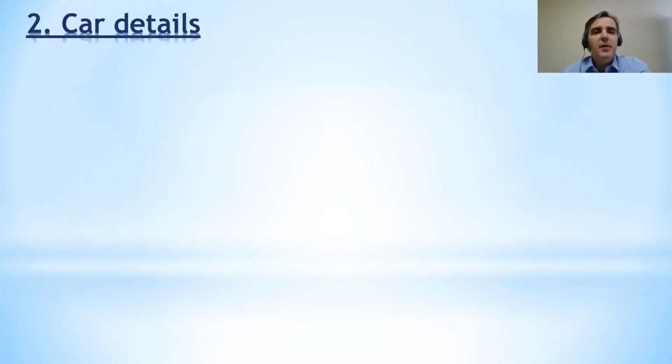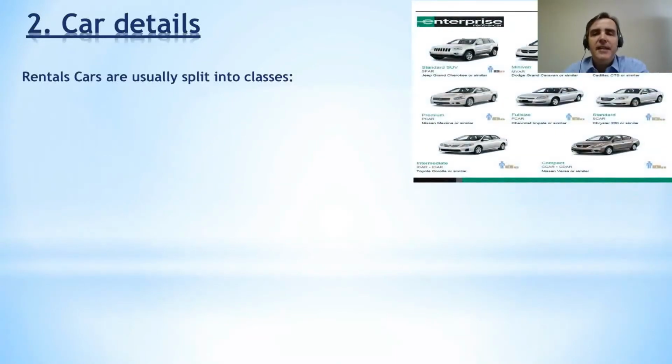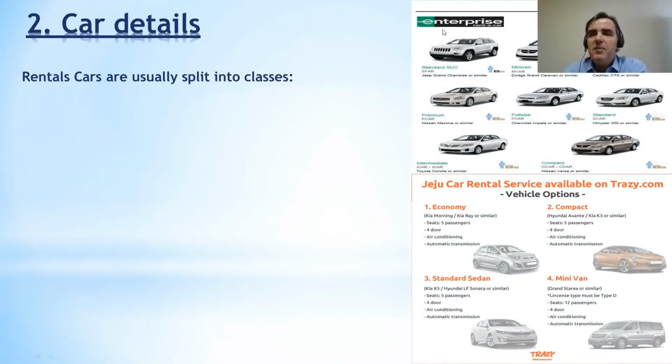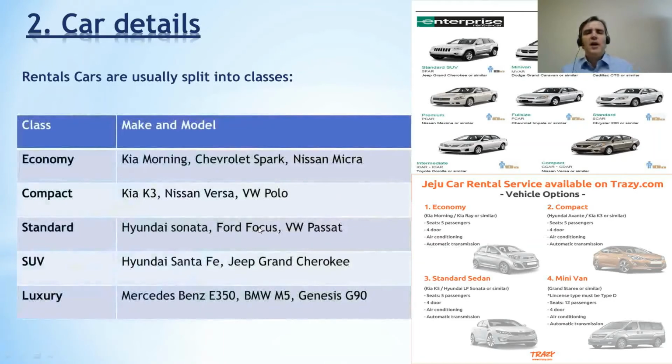The next thing we need to know about is some details about the cars. And with rental cars, they're usually split into classes. Now here are some examples. This is Enterprise Rent-A-Car. It's a really big company around the world. And here's Jeju Car Rental Service. We'll notice the first thing that we see here is the class of car. And this has usually got to do with the size or the quality of the car. So we've got things like standard, minivan, luxury, compact, intermediate. In the Jeju one, they've got just 4 here: economy, compact, standard sedan, minivan. So these classes are quite important.